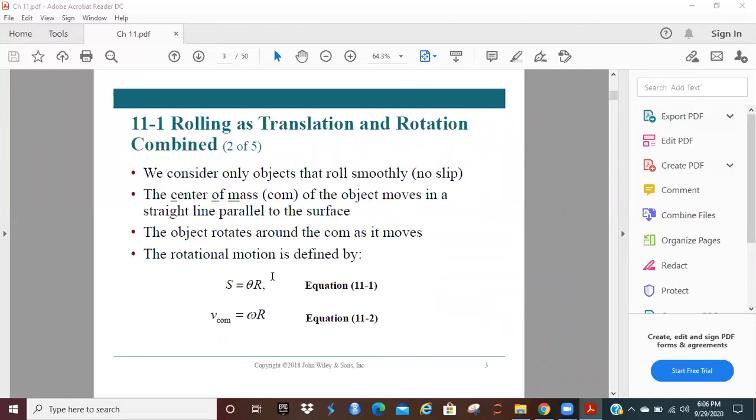So we consider only objects that roll smoothly, no slip. That complicates matters. The center of mass of an object moves in a straight line parallel to the surface. The object rotates around the center of mass as it moves, and for the rotational motion, which you've probably seen by now, the arc length is equal to the angle multiplied by the radius. You may have seen that equation expressed as theta equals s over r before now, but here it's written a little differently. So the velocity of the center of mass is the same as the angular velocity multiplied by the radius.